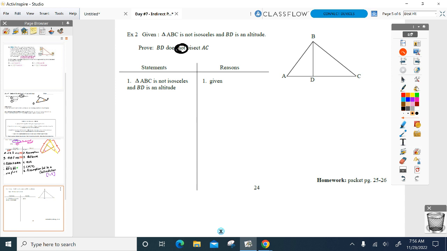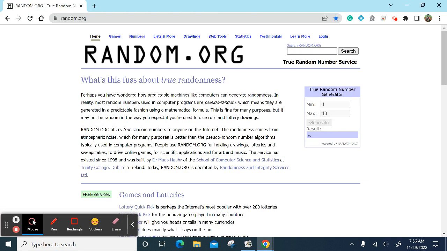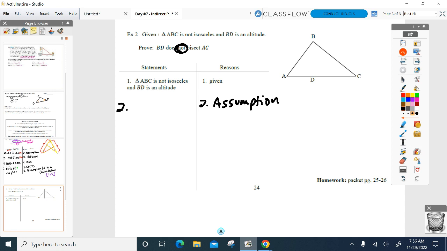So I write my givens down. They're all in there for you. Now you write your assumption. What are we going to assume is true about this proof? You got to know where to get it from. What am I going to assume is true about this proof? BD bisects AC. You go to the proof statement and you write the opposite of the proof statement. So BD bisects AC. And now you really treat that like a given.